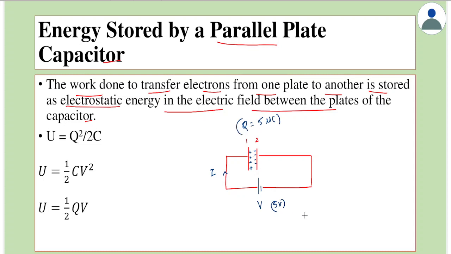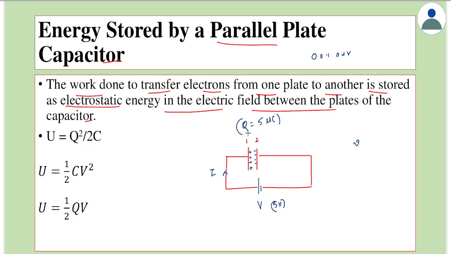Now when you turn on the battery, the potential difference will not become 5 volt instantaneously. When we turn on the battery, the voltage drop will increase from 0 to 5. It will be like 0, 0.1 volt, 0.2 volt, and it keeps on increasing. Imagine at some point, the potential difference between the two plates is some small v, for example 2.3 volt, some random value.